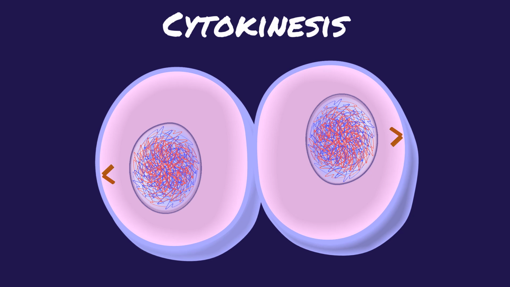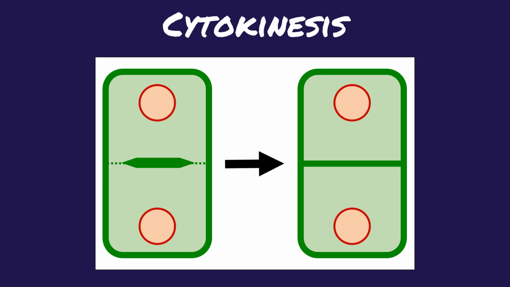As I said earlier, cytokinesis is the process by which the rest of the cell divides. The organelles and cytoplasm split so that there is some in each new cell. In animal cells, the cell membrane pinches in until the two cells are completely separate. In plant cells, the cell wall forms a plate between the two cells until they are completely separate, as shown here.